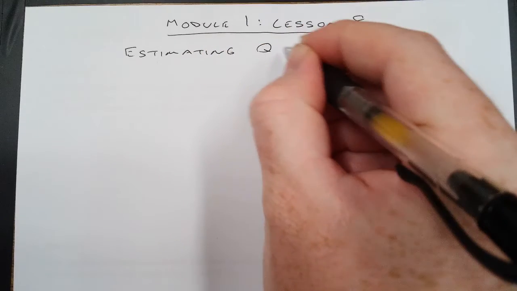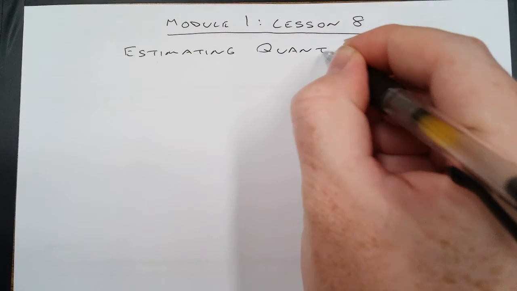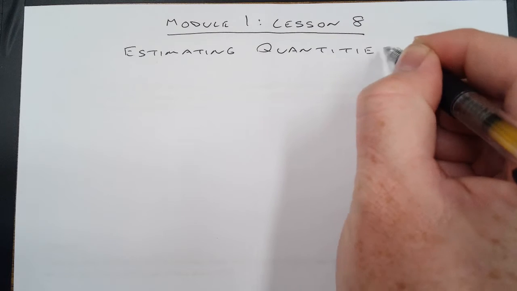quantities. Now, estimating, one of my favorite things because it means I don't need an exact answer. Oftentimes when you don't need an exact answer, the math is easier. A lot of it is mental math. So I kind of like estimation.